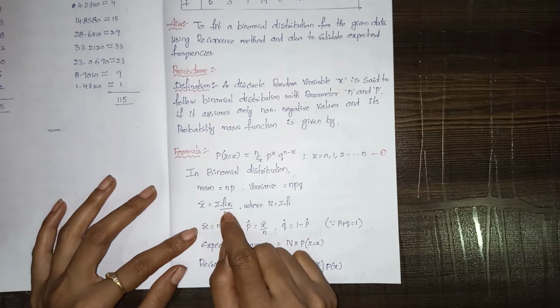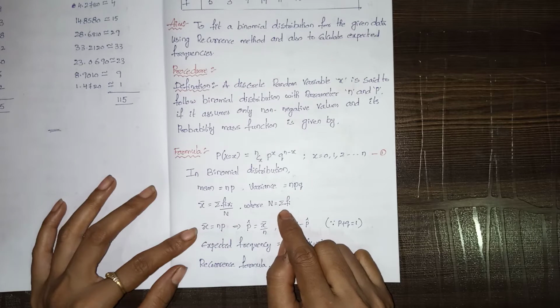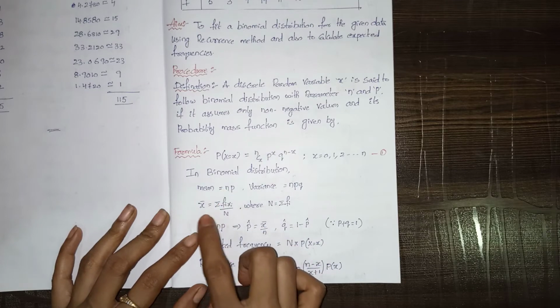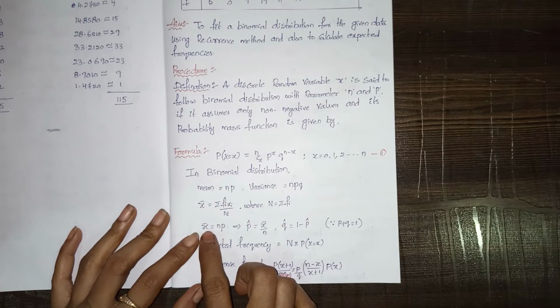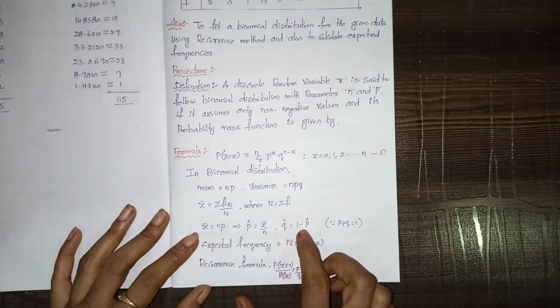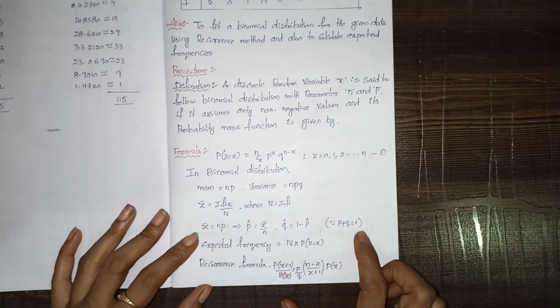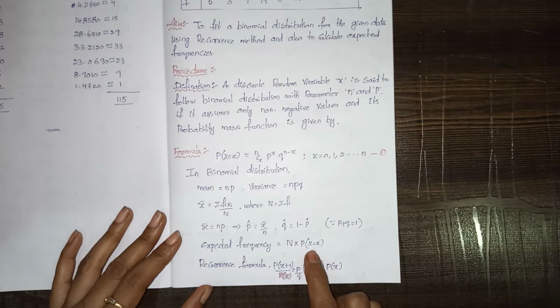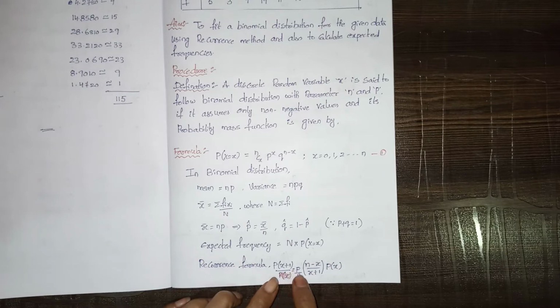x bar is summation fi xi by capital N, where capital N equals summation fi. So x bar equals np, because here mean equals np, and mean is denoted by x bar. So p cap equals x bar by n, and q cap equals 1 minus p cap, since p plus q equals 1. The expected frequencies formula is N into P of x. The recurrence formula is P of x plus 1 equals p by q into (n minus x) by (x plus 1) into P of x.